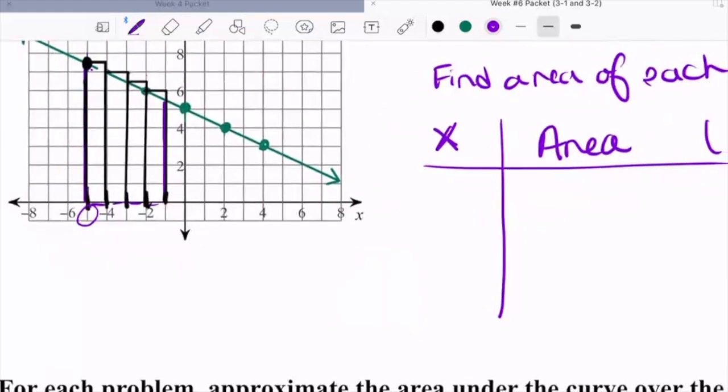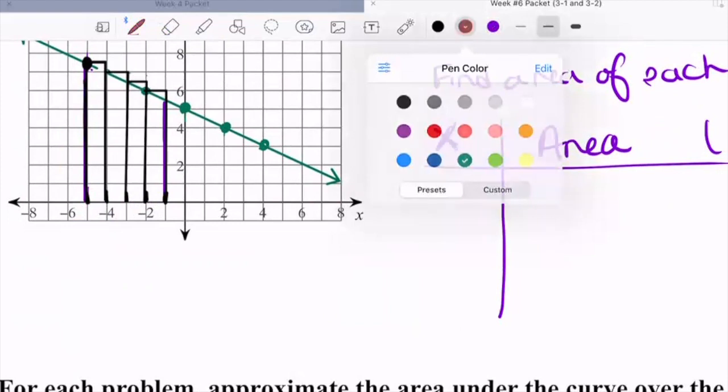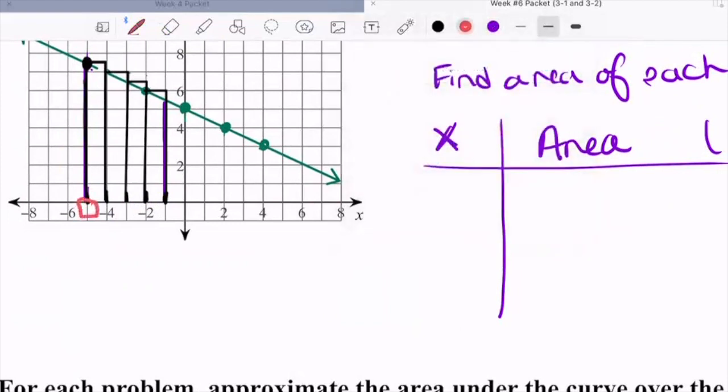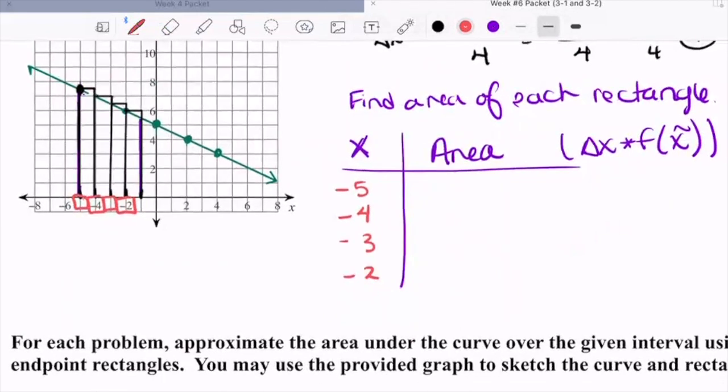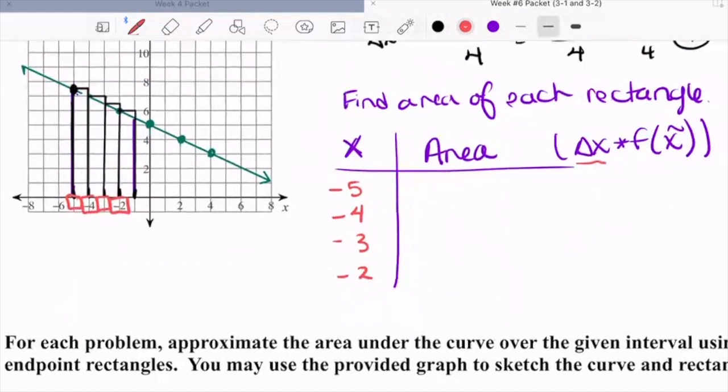So first, let's write out what are those 4 endpoints we are going to use. So if we look at our graph, we're going to use negative 5, negative 4, negative 3, and negative 2. So I'm going to write that in. So now for each of these areas, the width is going to be the same, and that is 1. We already computed that. So I can just fill in the width for all of these areas.